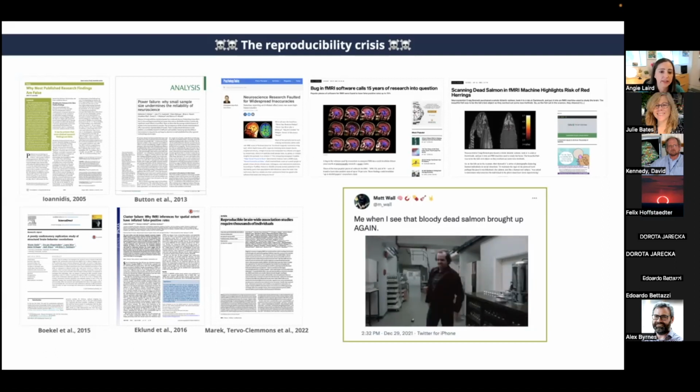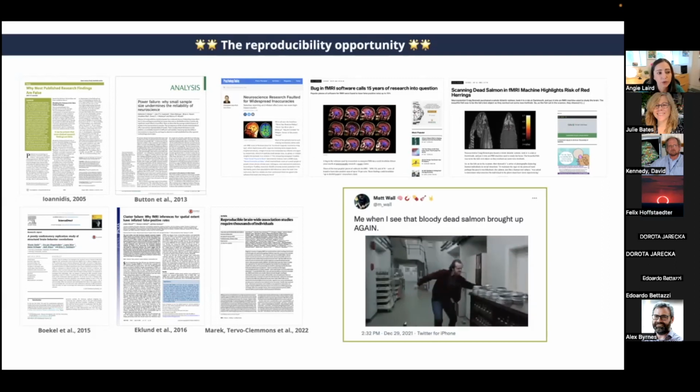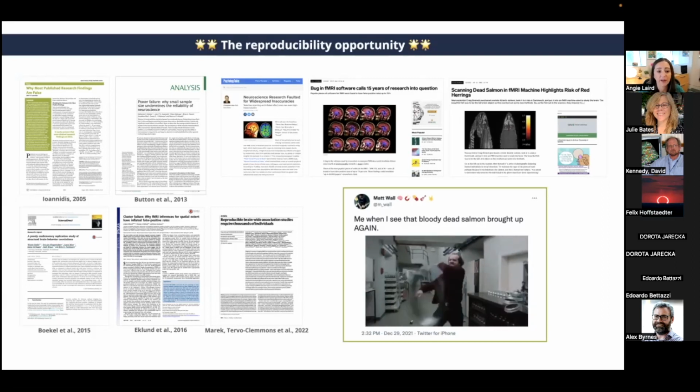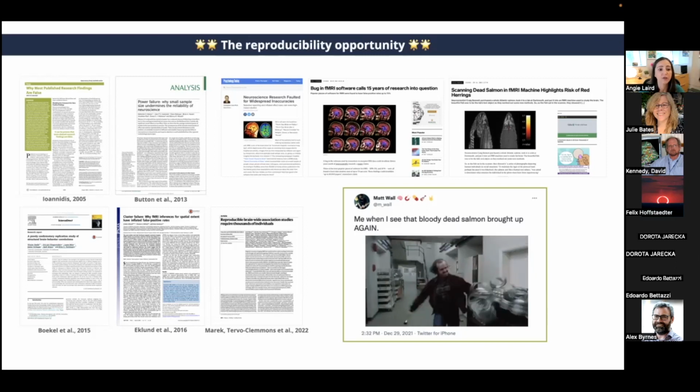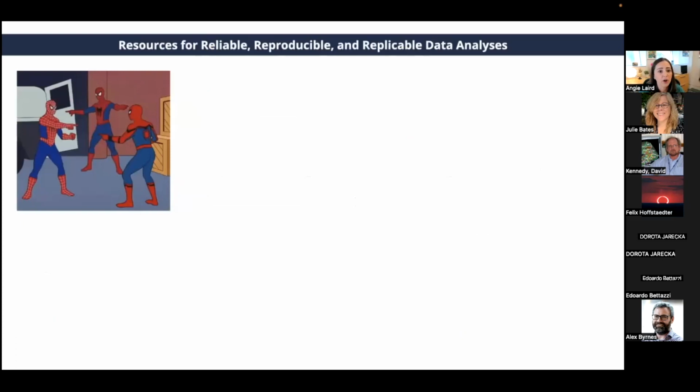So I actually like to reframe this as a reproducibility opportunity. Sure, we know that some of the things that we've done in the past haven't held up very well, but that's okay. Let's focus on the future and what we can do moving forward. Over the past several years now, our community has collectively been working on strategies for improving the reliability, the reproducibility, and the replicability of functional neuroimaging studies. So let's talk just a little bit about the resources that are available to help us with that.